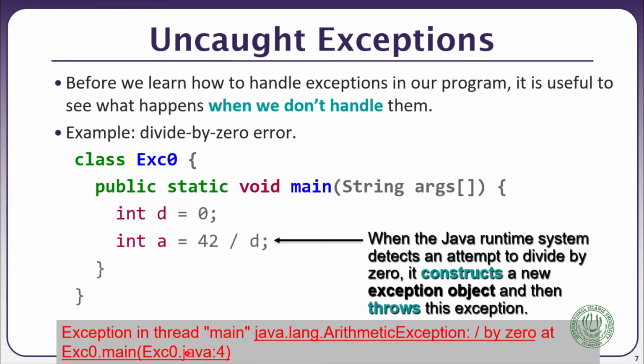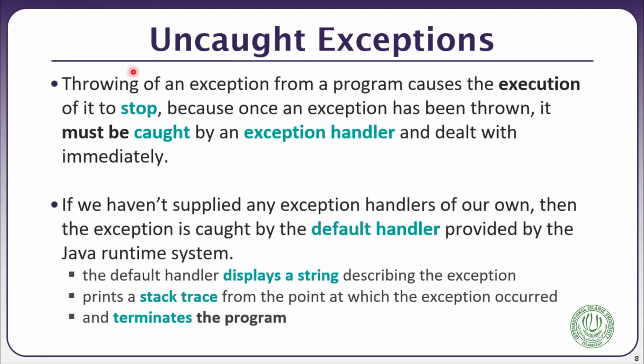So this shows that we are printing a complete stack trace from where the exception originated and the type of the exception which the Java runtime system automatically detects. So this time the arithmetic exception has occurred. The throwing of an exception causes the program execution to stop. And to avoid stopping your program execution, the exception handler must catch the exception.